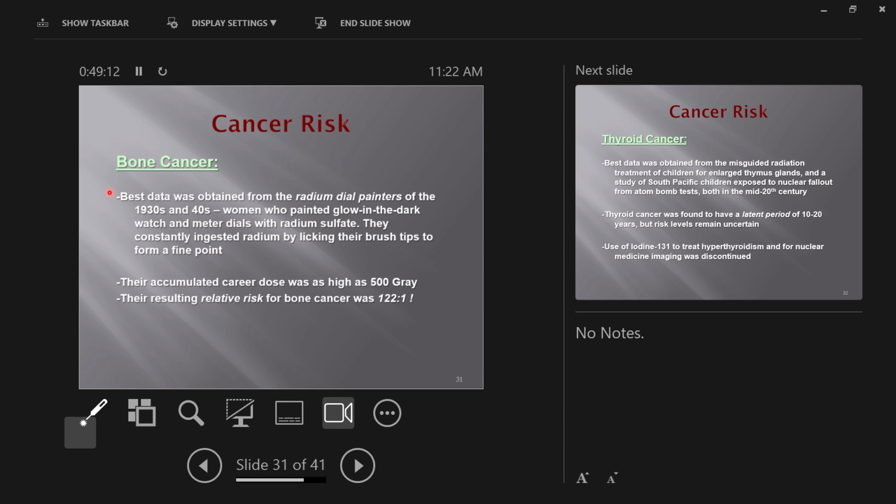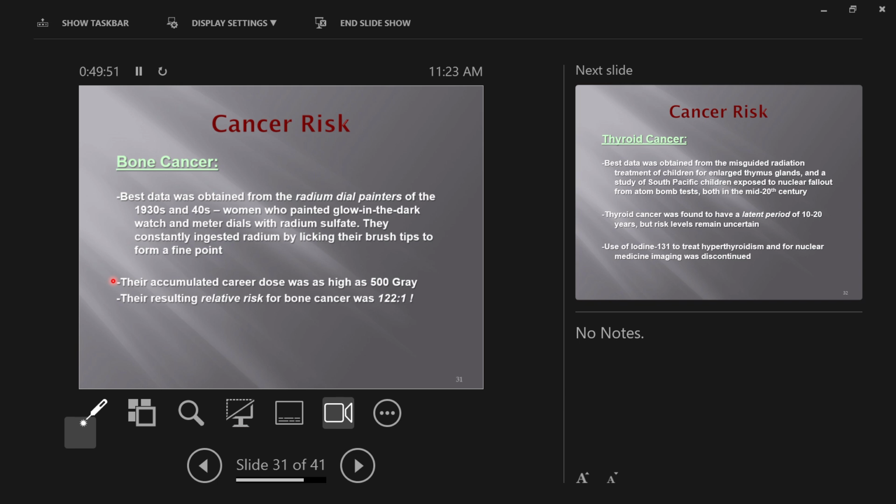So they were regularly ingesting radium sulfate, getting huge amounts of particulate radiation into their body, natural radiation, constantly ingesting it. So glow-in-the-dark watches and meter dials with radium sulfate, consistently ingesting radium by licking their brush tips to form a fine point. And this is crazy, their accumulated career doses were as high as 500 gray, which again, 500 gray is over 100 times more than the LD 50/30.